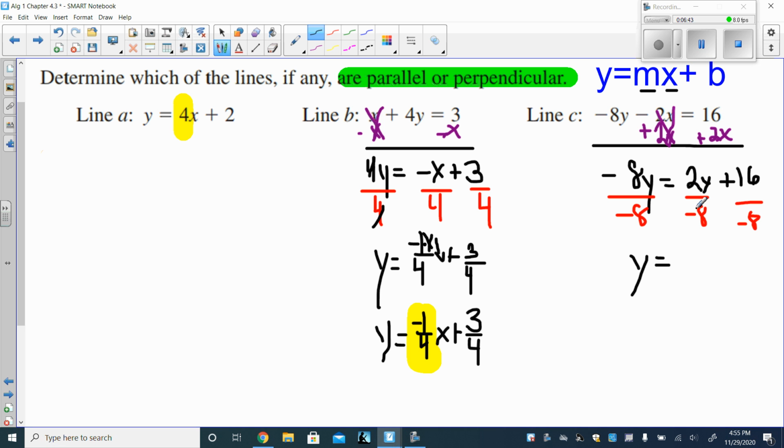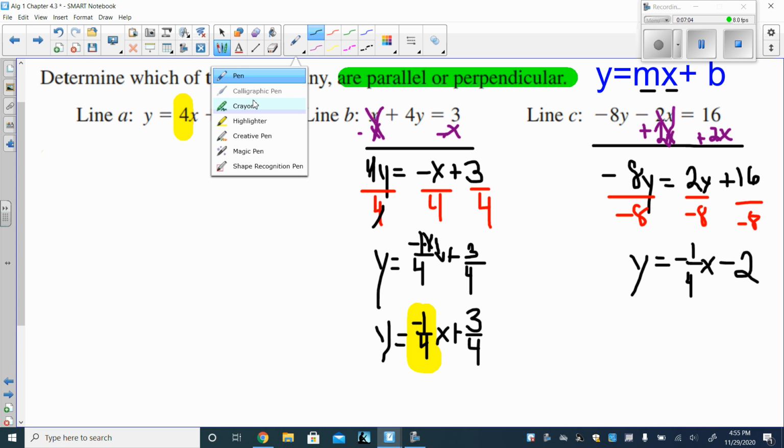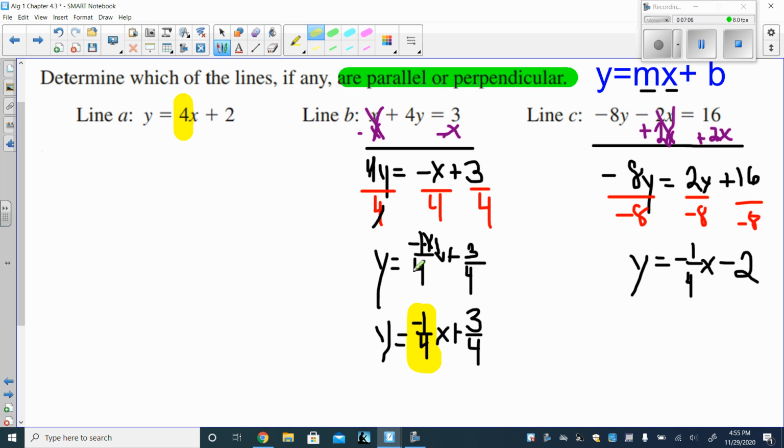Now in our next one, we have 2 divided by negative 8. Well, that would be negative 1/4, because when we simplify, 2 over 8 will simplify to 1/4. And because the 8 is negative, the whole thing would be negative. And 16 divided by negative 8 would be negative 2. And we're done. We have y by itself. So we have all three of these in slope-intercept form. And we have our slopes.